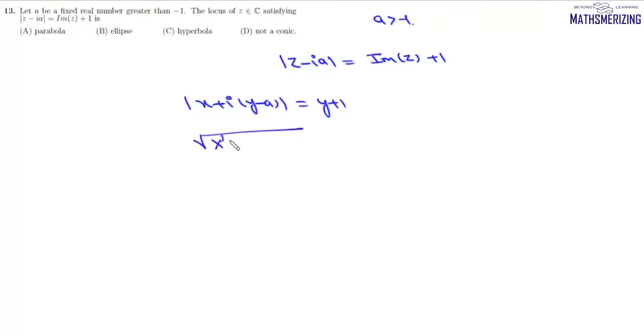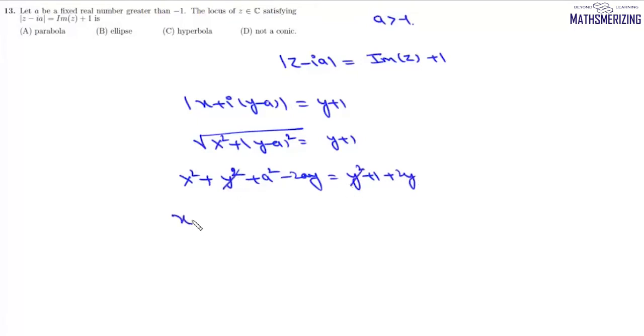Now the modulus is root of x square plus (y minus a) whole square, and here it will be y plus 1. So we square it, we'll get x square plus y square plus a square minus 2ay, and it will be y square plus 1 plus 2y. Now here y square will cancel, so we'll get x square as 2(1 plus a)y, and then minus a square, which is nothing but a parabola. So the locus of z is a parabola, which is your option A.